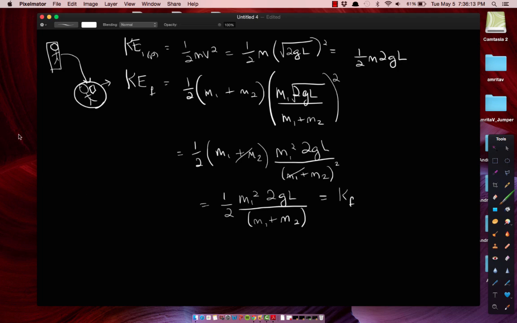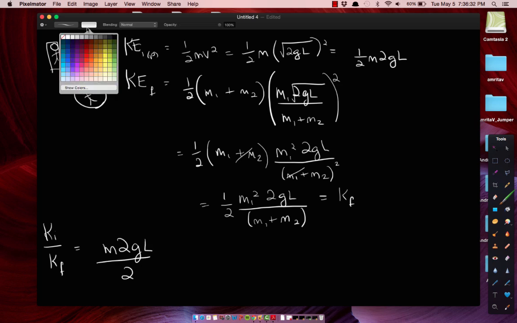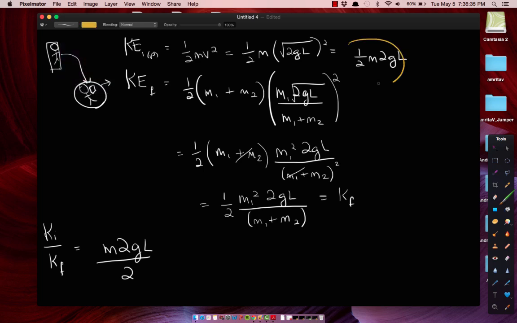So they want the ratio of the initial to the final, so we divide initial by final. Our initial, we said, was 1/2 m times 2gl, which is m times 2gl all over 2. In retrospect, you could have canceled the 2's ahead of time, but we're just going to do all the canceling later. So we have the initial kinetic energy over the final kinetic energy.